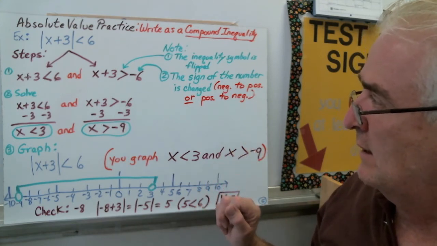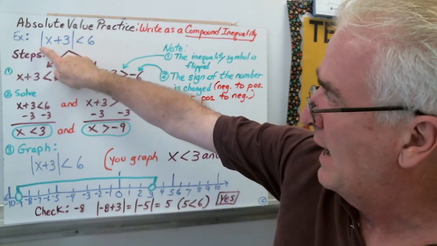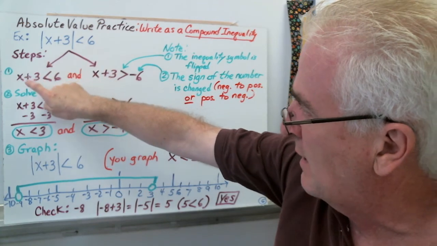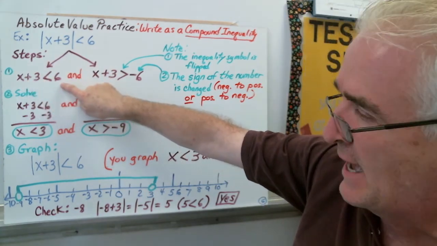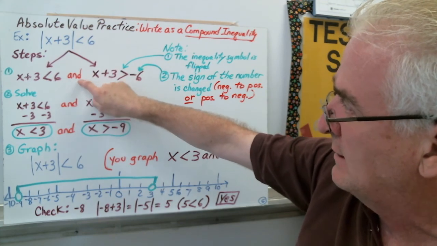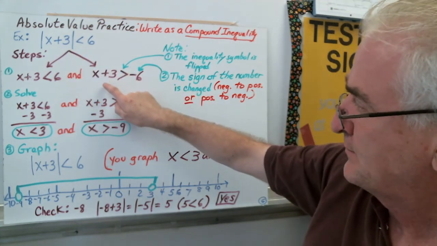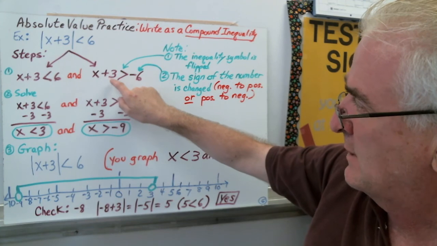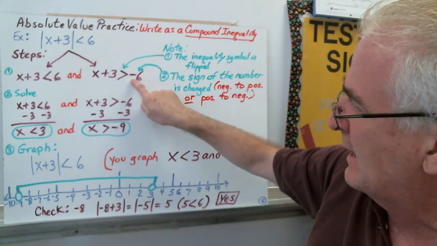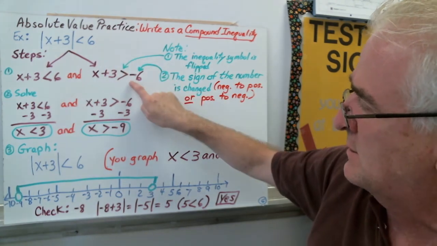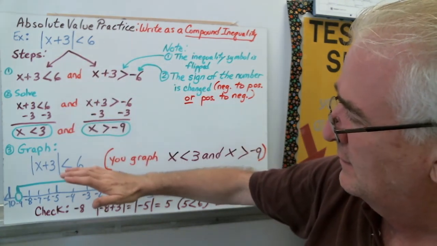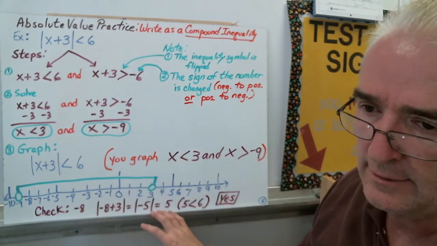Just one more time, take a quick look. We take our absolute value inequality. We drop the absolute value sign and write the inequality exactly as you see it. We then write it again with x plus 3, and this time flip our sign, go to the negative of whatever the number is to the right of the inequality sign. Solve it, graph it, check it. Okay?